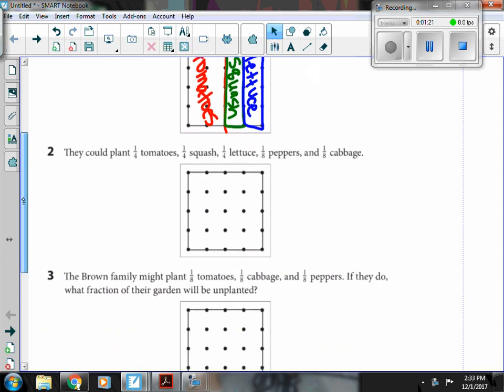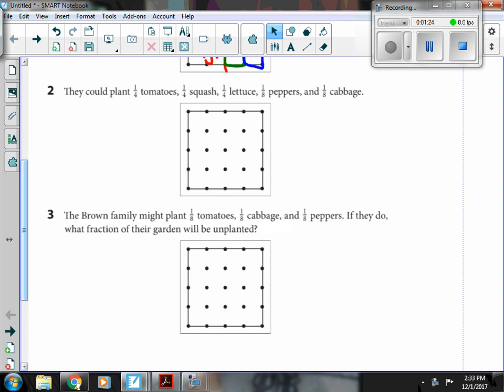Or, number 2, they could plant 1/4 tomatoes, 1/4 squash, 1/4 lettuce, 1/8 peppers, and 1/8 cabbage. My first fourth will be my tomatoes. Then another fourth will be my squash. And then I have another fourth of lettuce.